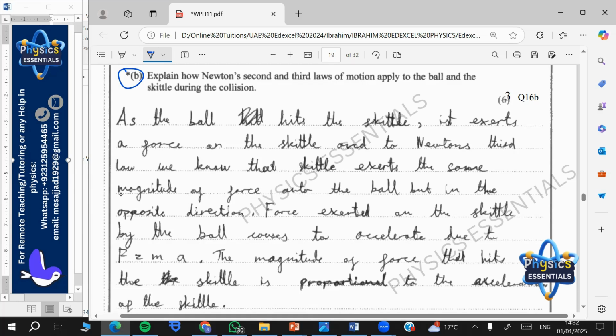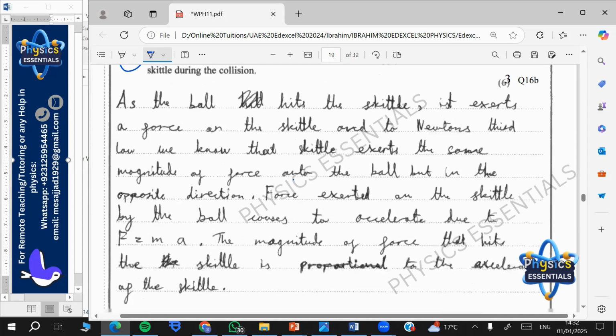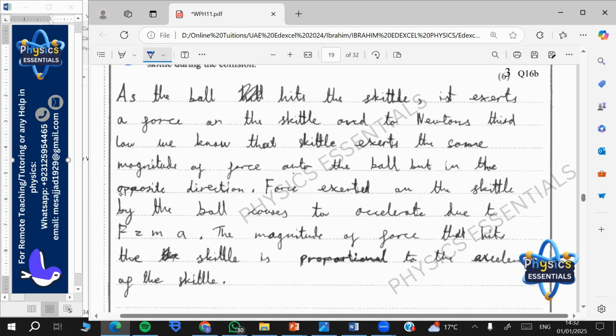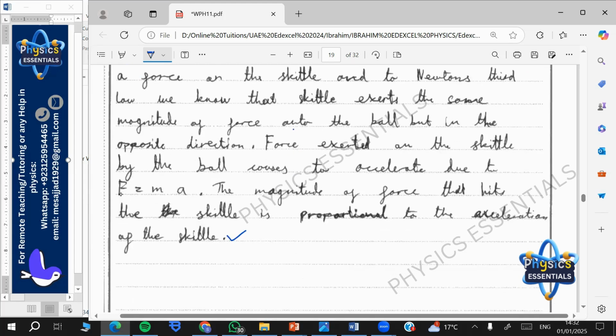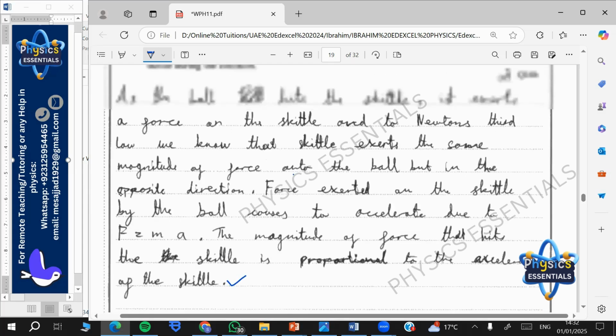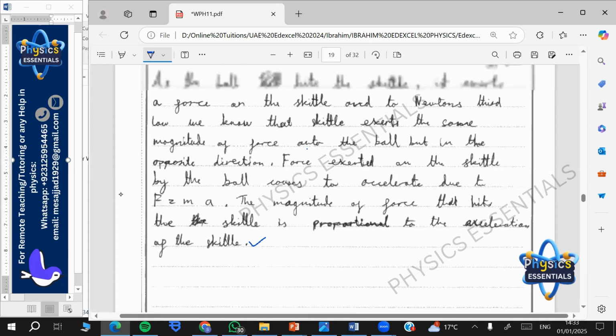Okay, so now you see why he got 3 marks. I will explain. As the ball hits the skittle, it exerts a force on the skittle. And by Newton's third law, we know that the skittle exerts the same magnitude of force on the ball, but in the opposite direction. The force exerted on the skittle by the ball causes it to accelerate due to F equals ma. The magnitude of force that hits the ball is proportional to the acceleration of the skittle. But he did not mention here Newton's second law of motion. Okay, he did not mention that equal and opposite forces are acting. Which one was the action force, which one was the reaction force? You see that? So how would you write the answer to this question?